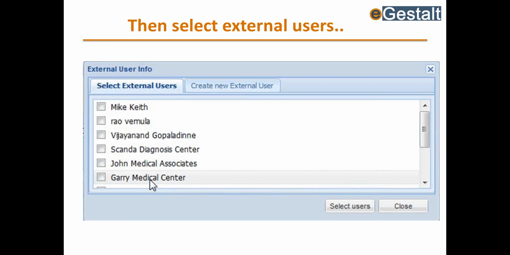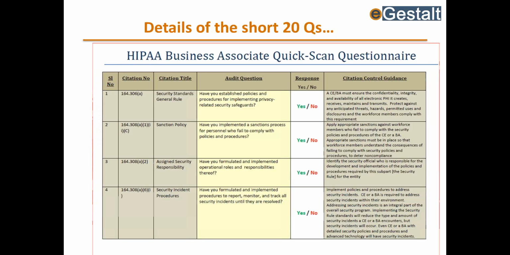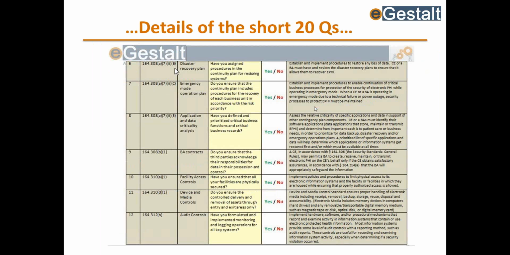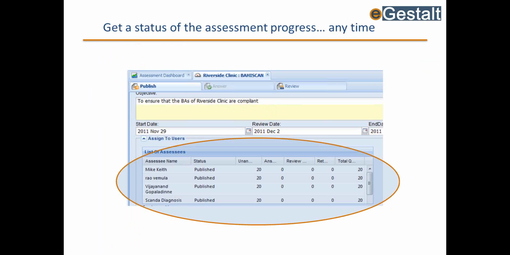The BAs will get the questionnaire, which is a 20-question questionnaire that I talked about. These are all yes and no questions that they need to answer, and they will have lots of help in the tool that I'll show you to navigate the questions and answer yes and no questions.